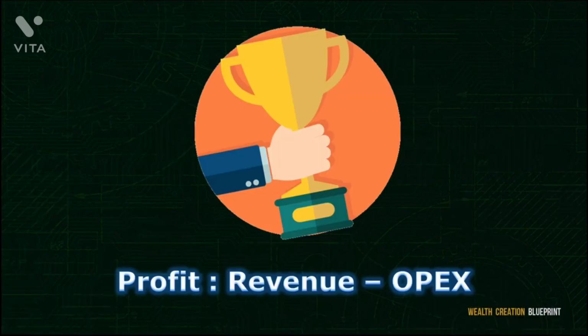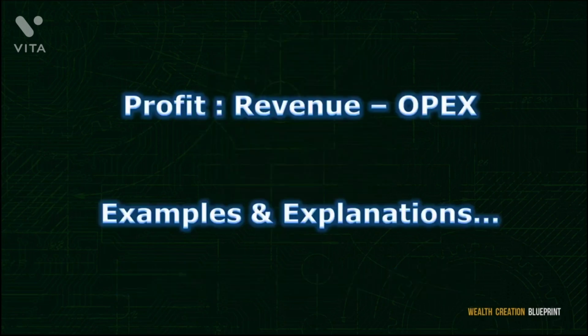Formula 2. Profit equals revenue minus operating expenses. A lot of people get confused with these accounting jargons. If you're going to invest in a business, the main thing you should be looking at will be the profit of the company. Is the company making or losing money?